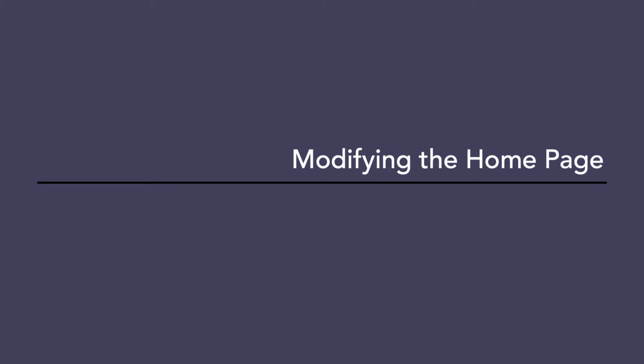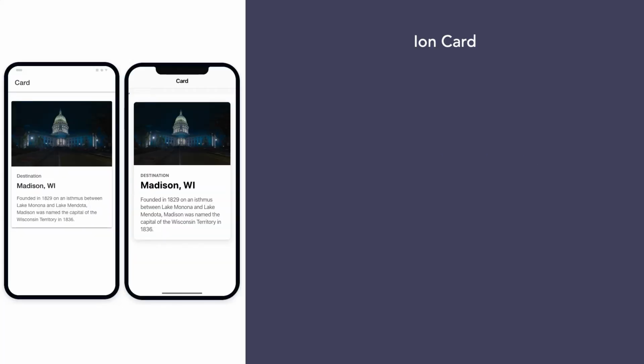The first thing I want to do is flesh out the home page, as it's the app's landing page. There won't be much content, just some text and an image inside an Ion card. An Ion card is a component designed to wrap basic pieces of information.